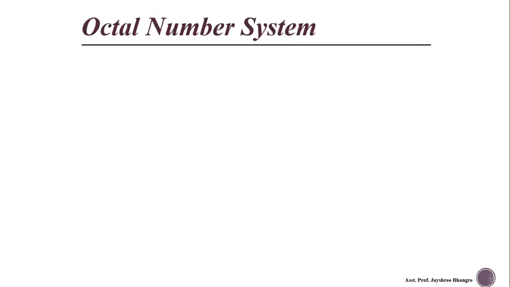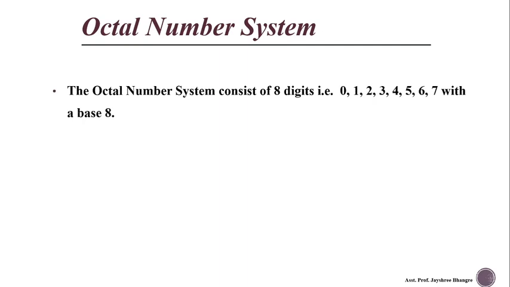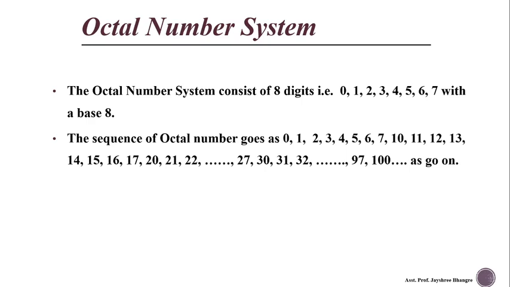Next number system is the octal number system. Octal means 8. So the digits in this number system are from 0 to 7, a total of 8 digits available in this number system. That's why the base or radix of this number system is 8. So the sequence of octal numbers goes as 0, 1, 2, 3, 4, 5, 6, 7.